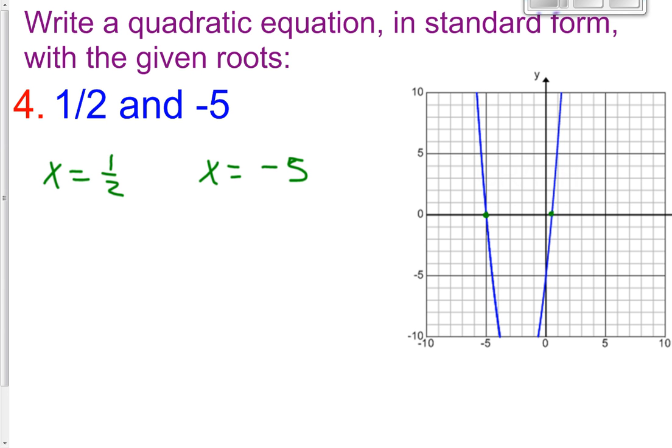Now what we want to do is we want to get a 0 on the right side. Pay close attention on this first one. You could say, let's just subtract 1/2, and you would be right. But let's get rid of our fractions by doing this. Let's multiply this by 2.